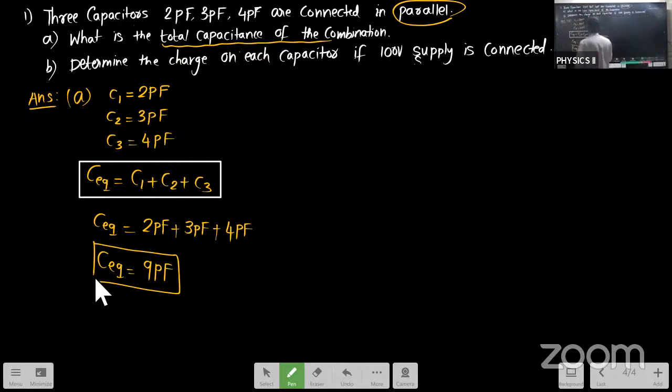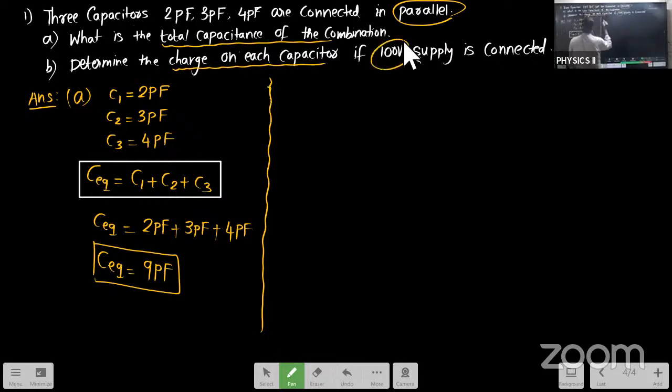So let us see what the next question is. Second question: he is asking you to determine the charge on each capacitor whenever a potential of 100 volts is applied. Again, I am writing. How much potential has he given? V is equal to 100 volts.